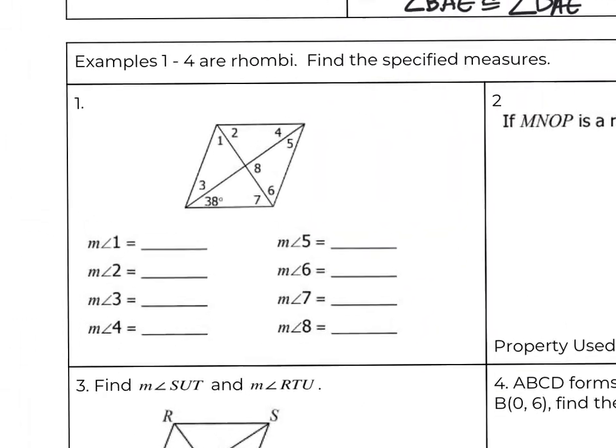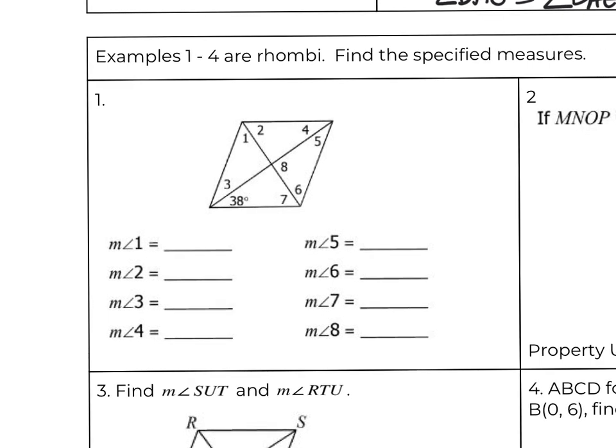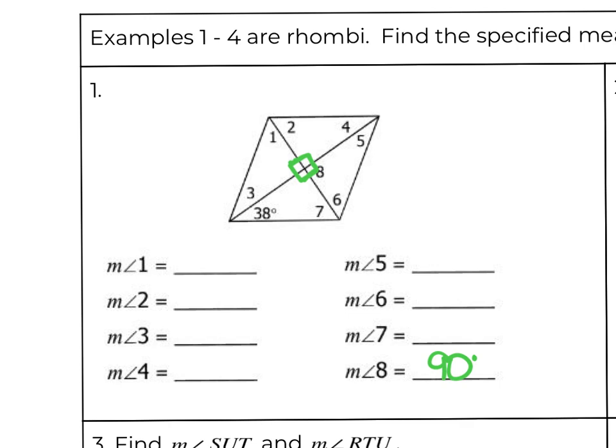So number 1 is a rhombus. Find the specified measures. The easiest part to start with is we know that these diagonals, where they intersect, are perpendicular, so they form 90-degree angles. So that means that angle 8 is 90. It's really important to write this stuff in as you go. If you know the symbol means 90, you don't have to write it, but I'm showing you where I'm getting that from.